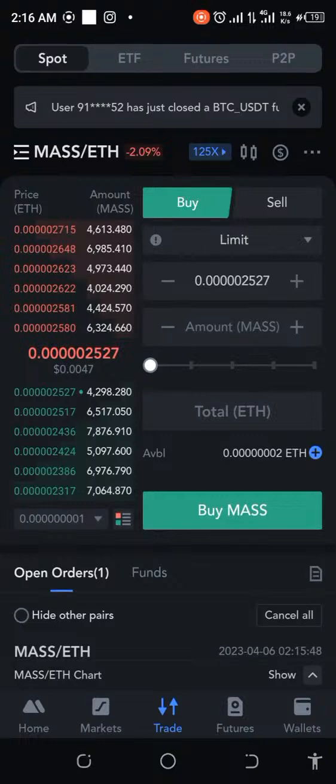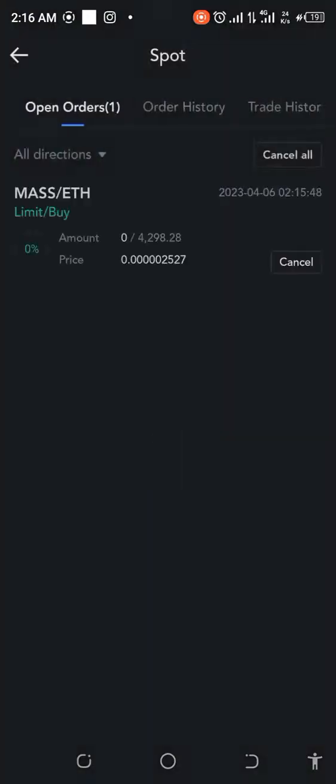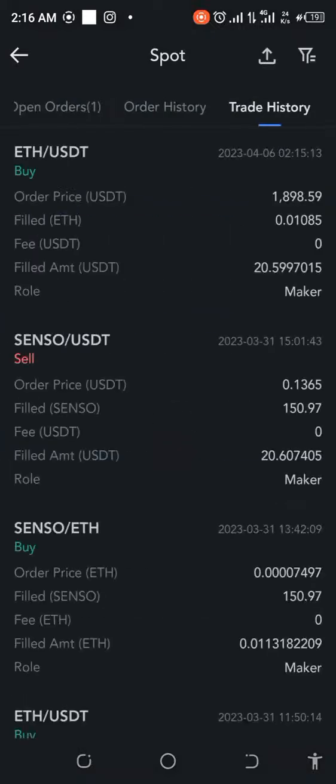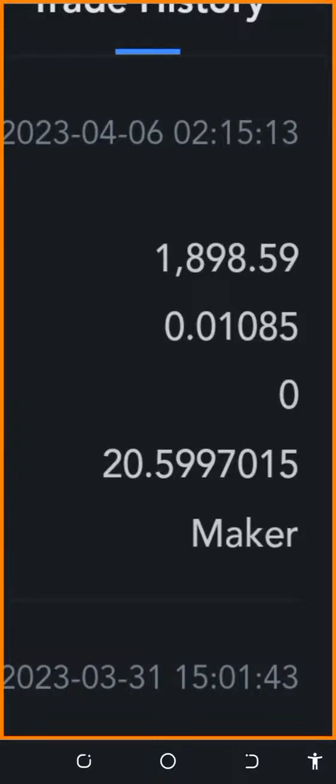But I'm keeping my eyes on ETH, okay? Because don't forget, we must always have an escape route. So let's go to the trade history and see how much we bought ETH at. And that's what we're going to use to go ahead with this. So we bought ETH at 1898.